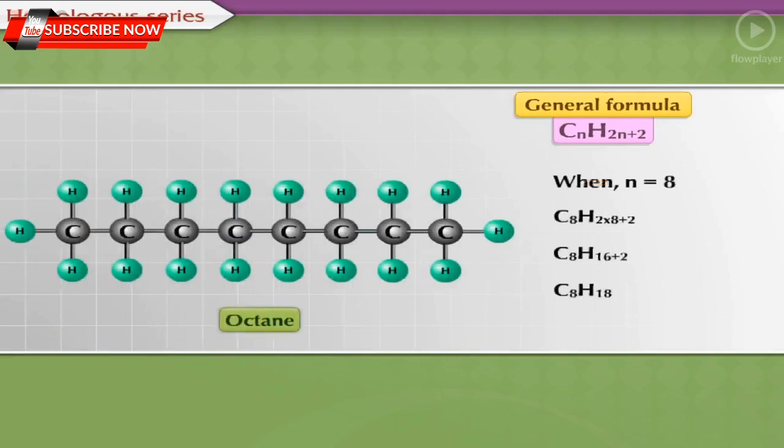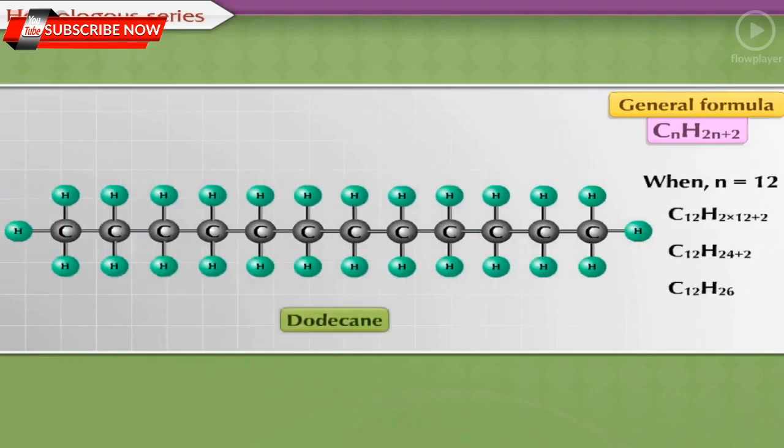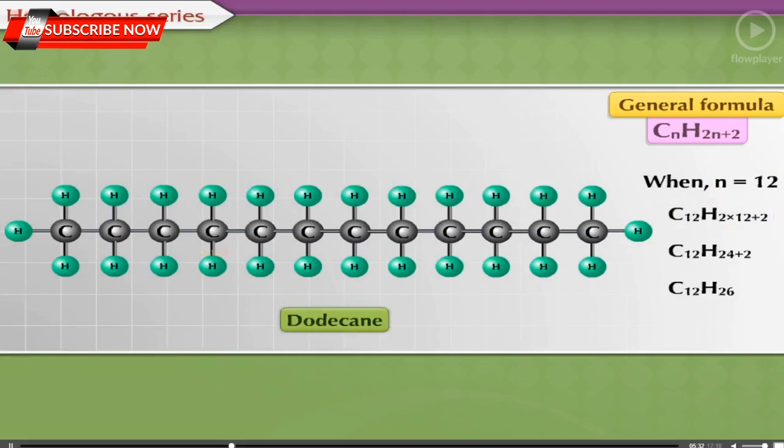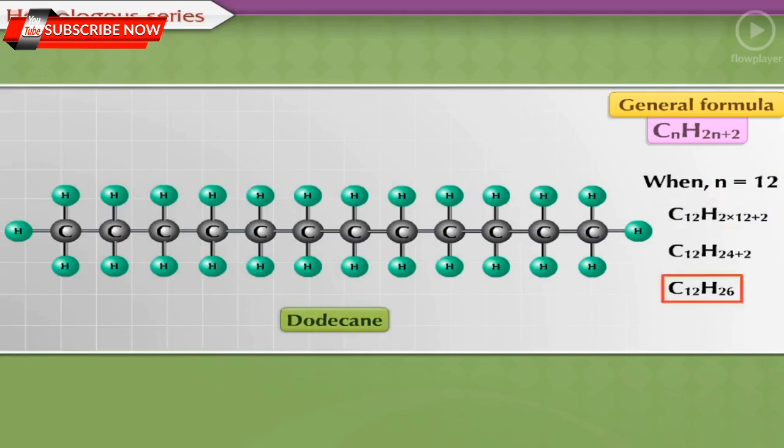When the value of n is 8, the molecular formula C8H2x8+2, that is C8H18, of the 8th member is obtained. When the value of n is 12, the molecular formula C12H2x12+2, that is C12H26, of the 12th member is obtained.